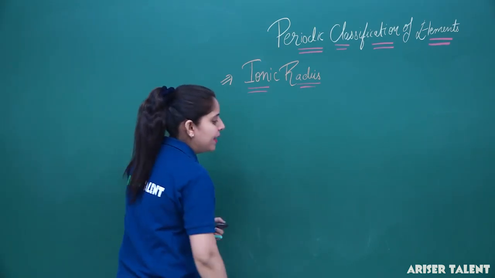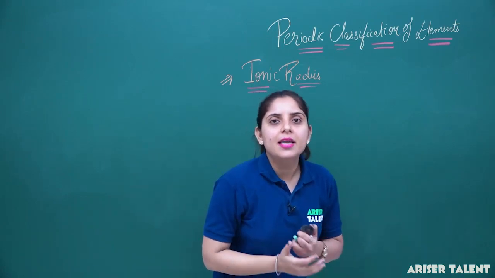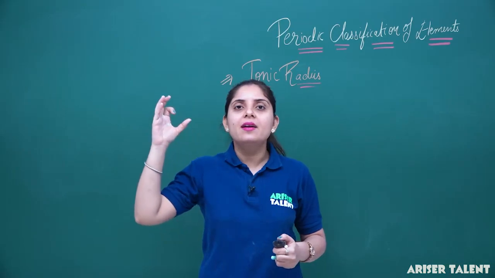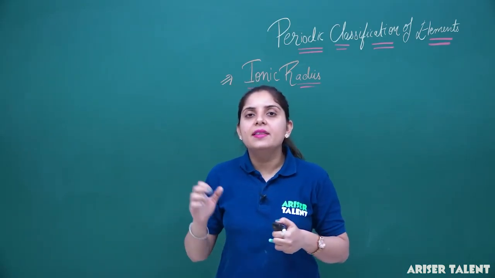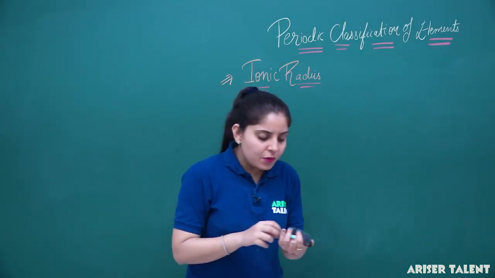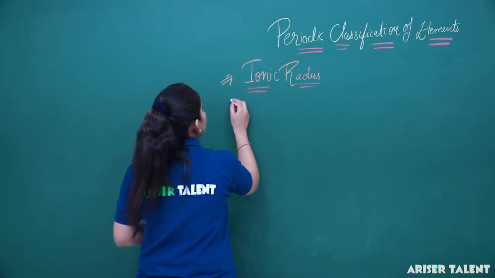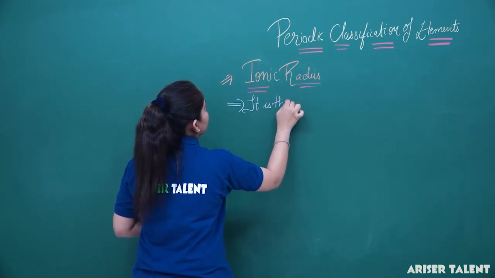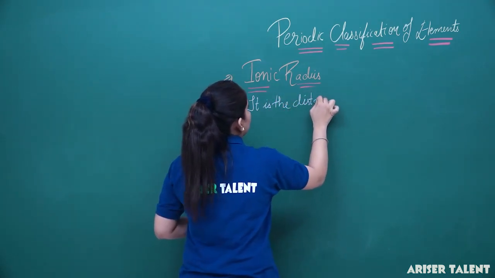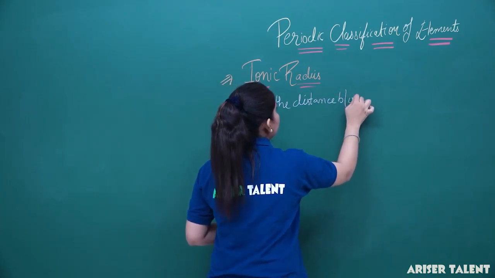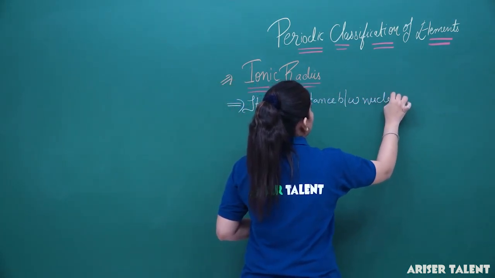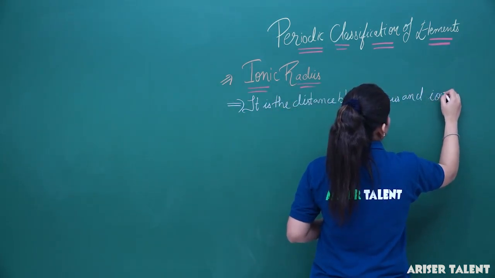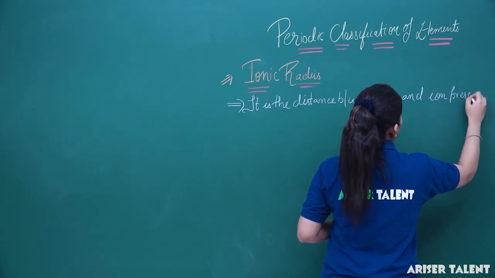Now, what is ionic radius? Ionic radius, as the name indicates, is defined as the distance between the nucleus and the ion present in the outermost shell of an atom. So, we can say that it is the distance between the nucleus and the ion present in the outermost shell.